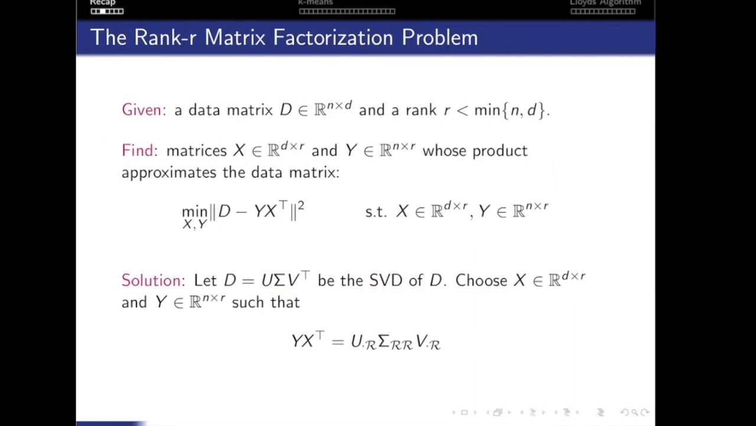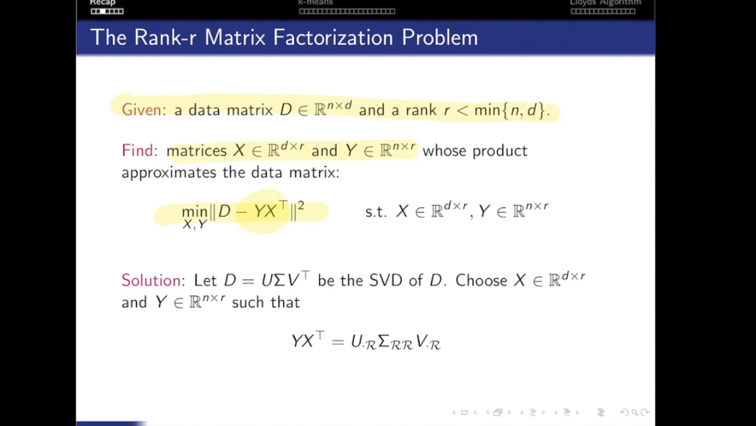We had given a data matrix D and a rank, and then the task was to find the matrices X and Y of the lower rank whose product approximates the data matrix, and here we wanted to minimize this residual sum of squares. So we want to minimize the approximation error. And this solution was then given by the truncated SVD.